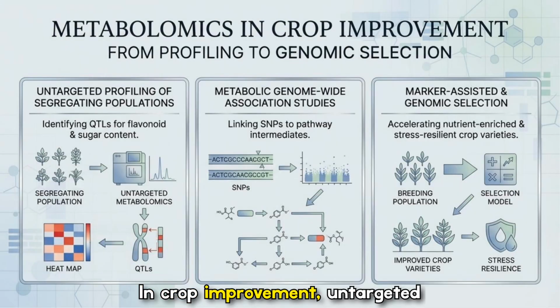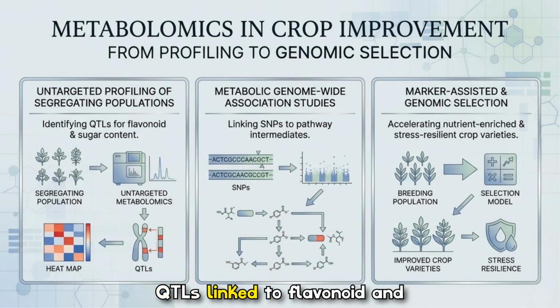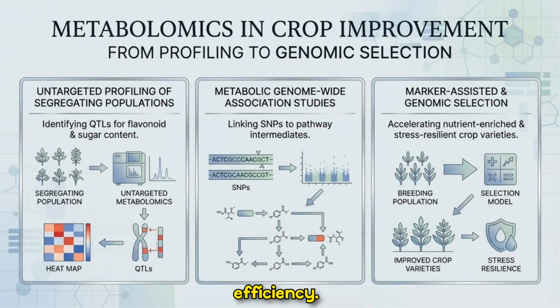In crop improvement, untargeted metabolomics can profile segregating populations to locate QTLs linked to flavonoid and sugar content, producing heat maps and trait associations. Metabolic genome-wide association studies then link SNPs to pathway intermediates, and marker-assisted genomic selection uses those insights to accelerate breeding of nutrient-enriched, stress-resilient crop varieties, improving selection models and breeding efficiency.